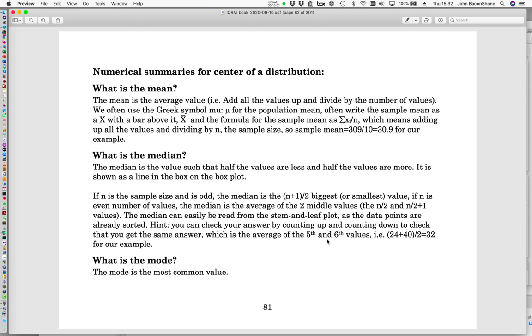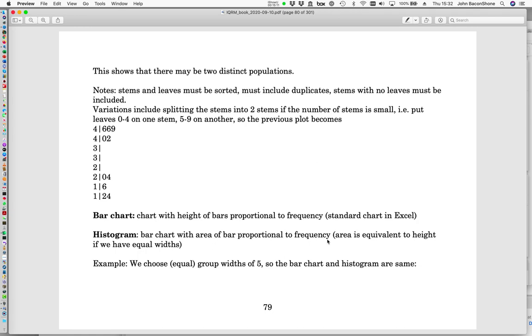The third way we can summarize the center of the distribution is the most common value, which is called the mode. So do we have a mode in this data set? We actually do. We have one value which occurred twice, which is 46. But you'll notice that the mode may not be unique in some data sets.